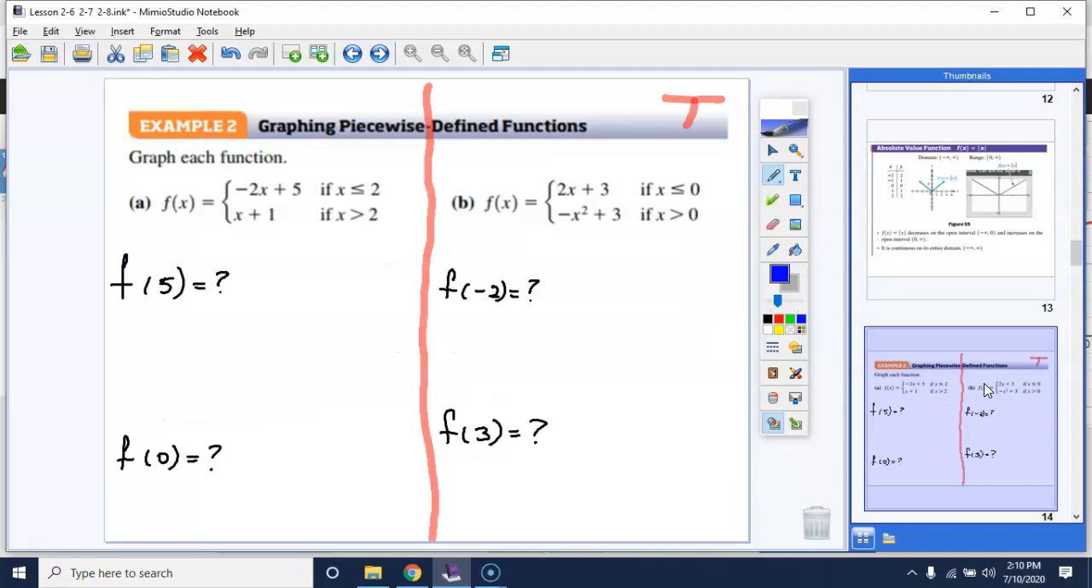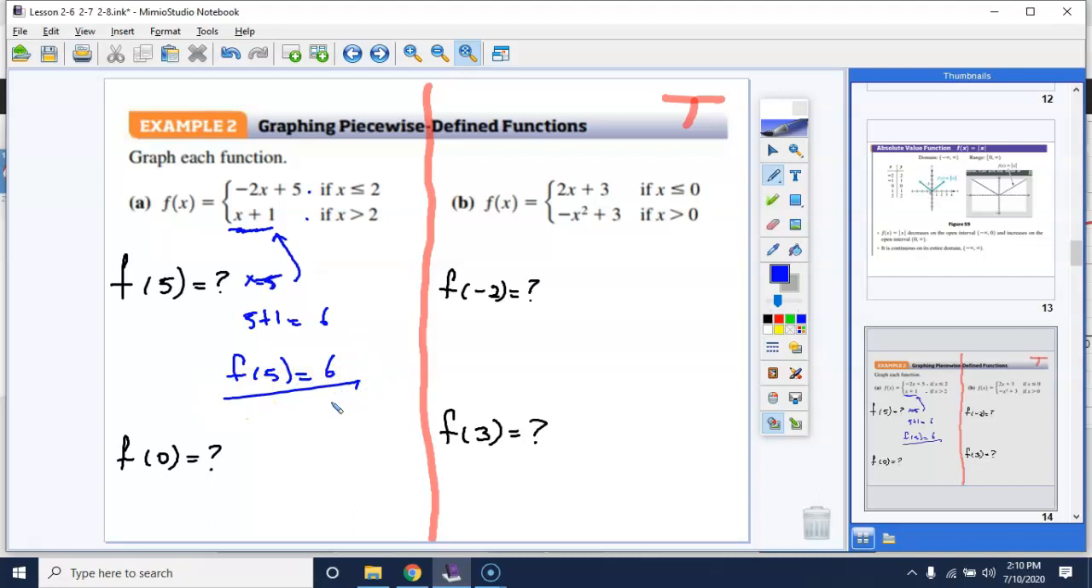So the second part of this lesson 2.6 is this kind of function. We have a given function here. How do we find f of 5? So f of 5 belongs to which family? Does it go here or here? I have to decide this. 5 is bigger than 2, so I have to work here. My x is 5. I just take this and write in this function. So it's going to be 5 plus 1, which is 6. So f of 5 should be equal to 6.